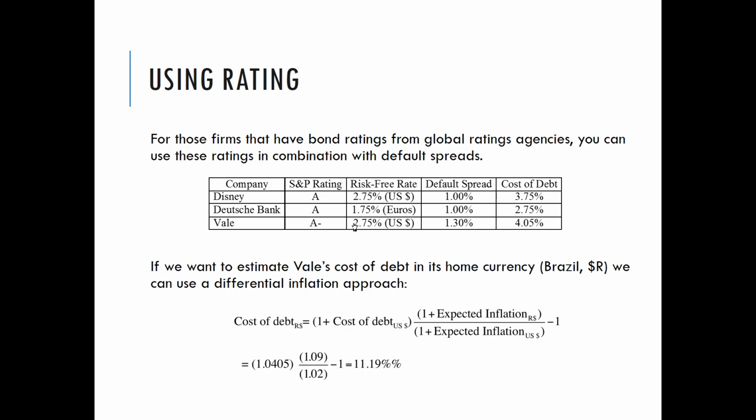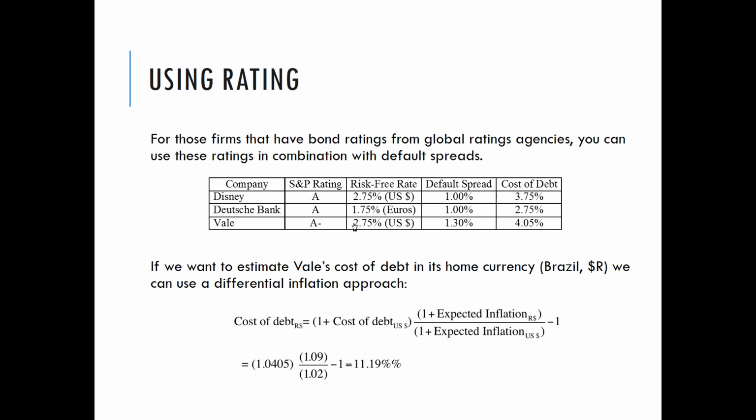So if we want to figure out the cost of debt using a credit rating of these firms, we would look at the S&P rating, for example. For Disney, it's A. We would then look at the current risk-free rate, so it might be 2.75%. We then add a default spread. The default spread is directly linked to the S&P rating, so the better the rating, the lower the default spread is. A minus is worse than an A, which means that the default spread is higher. So essentially you take the risk-free rate, add the default spread, and you get the cost of debt.